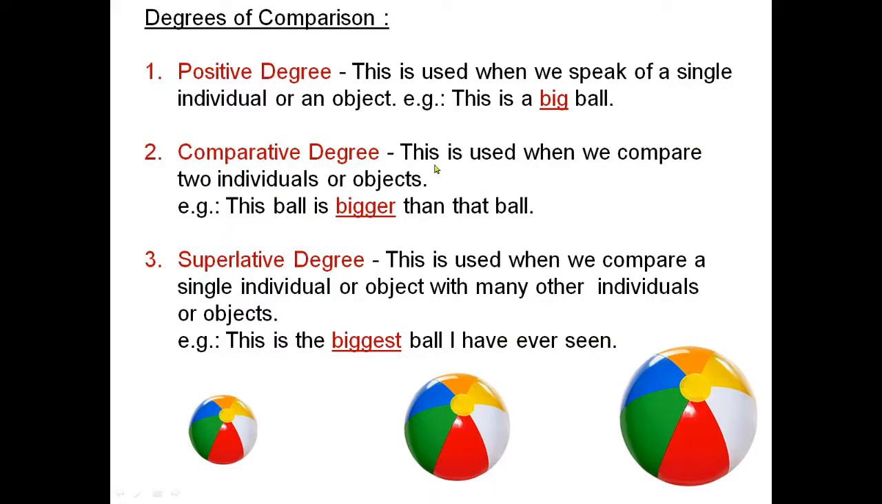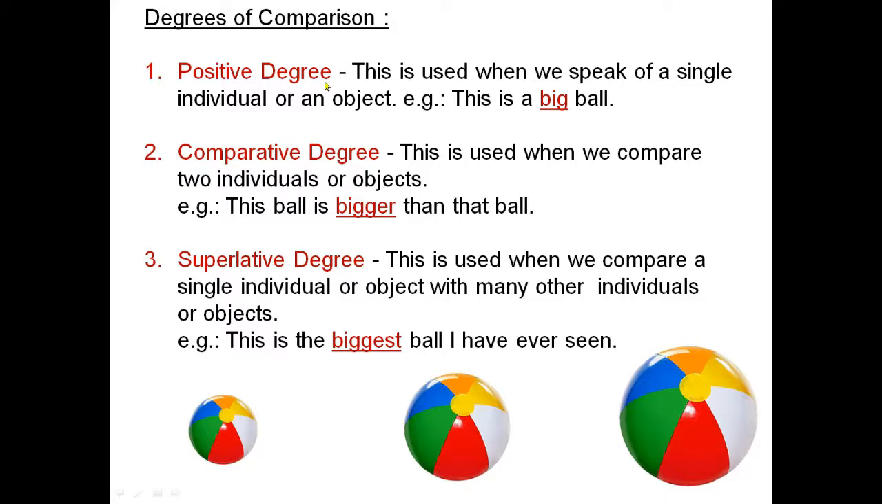Now we will learn some more things about the adjectives. There are 3 degrees of comparison. We use comparative words, that is, different kinds of words in different sentences as adjectives. So first we will learn the 3 degrees of adjectives. The first one is the positive degree.